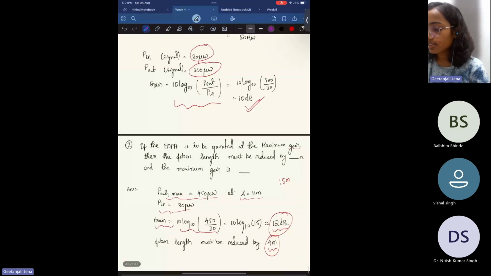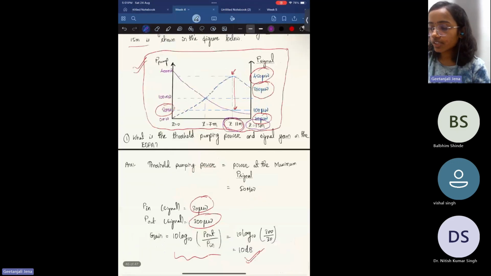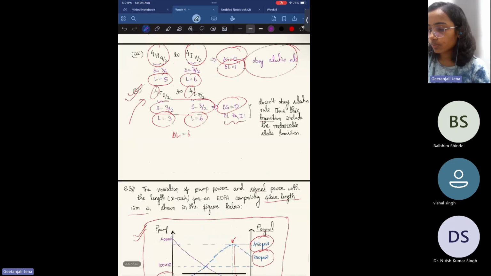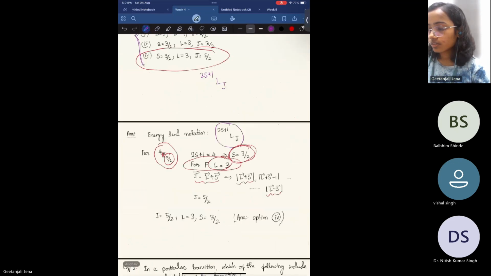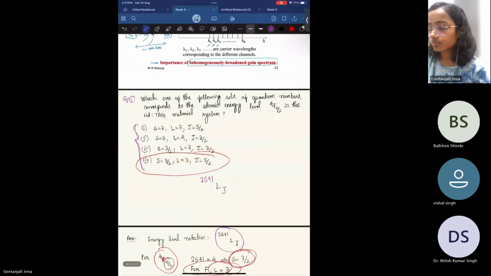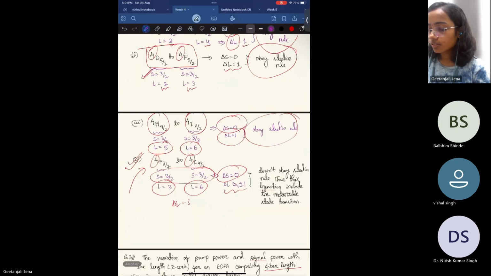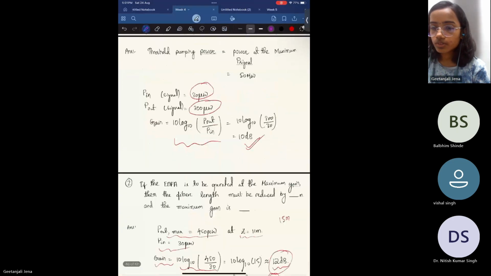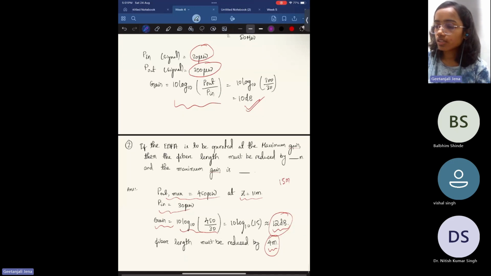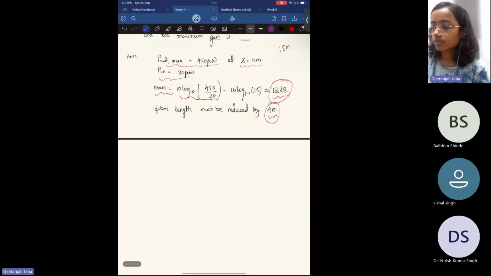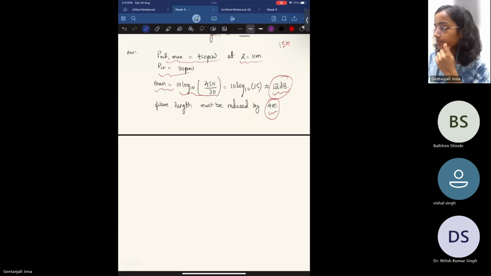So is this problem clear to you? I think I have solved 3 problems. Do you have any doubt in these 3 problems? Otherwise, let us see one additional problem.